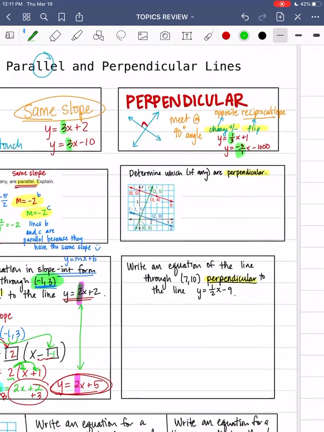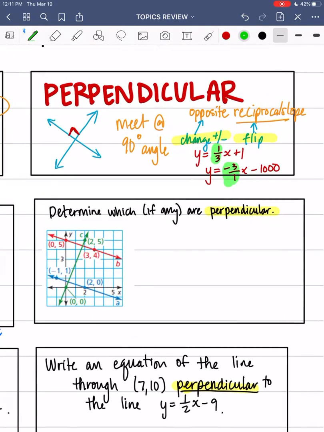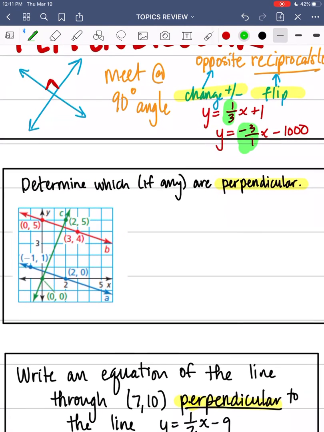Let's talk about perpendicular for a second. We talked about perpendicular already. Their slopes are opposite reciprocals. It says determine which, if any, are perpendicular. They gave us 3 lines again, so we need to see if any of the slopes are opposite reciprocals of each other. So let's figure them out.